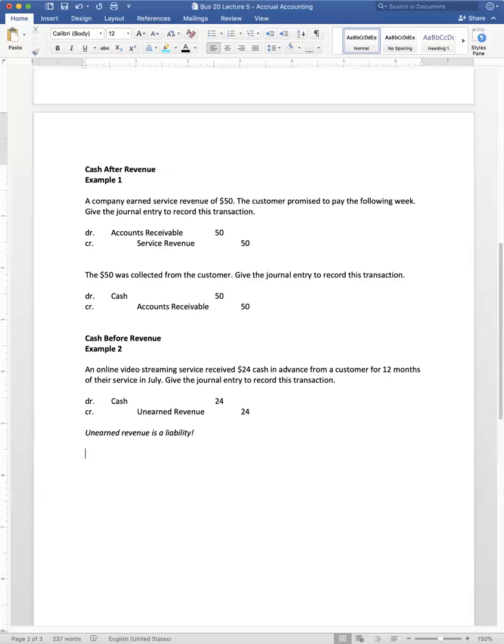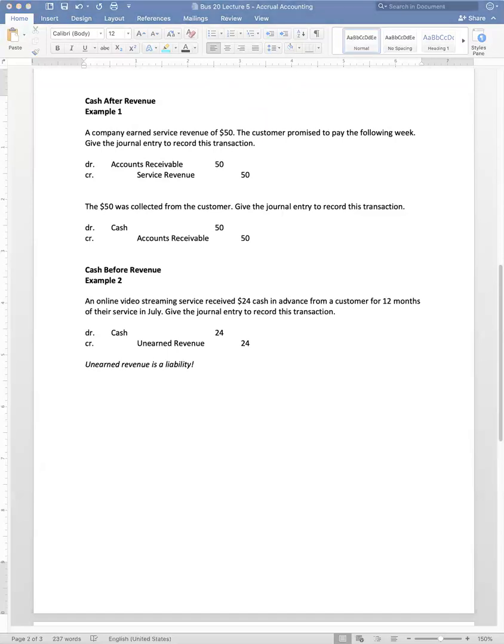Now, suppose there was a problem. Suppose they got the $24 and the next day something happened and they had to go out of business. What would they have to do with the $24? They'd have to refund it, right? So that's why unearned revenue is a liability, because by accepting that money, the company is accepting an obligation to either provide the service that they promised, or if they can't, to provide a refund, right? So the unearned revenue is a liability.